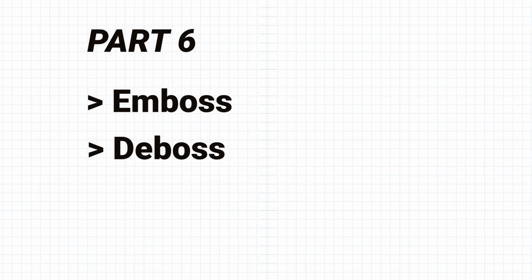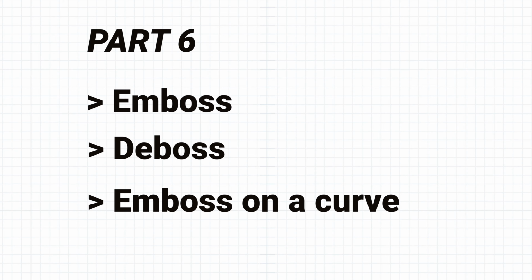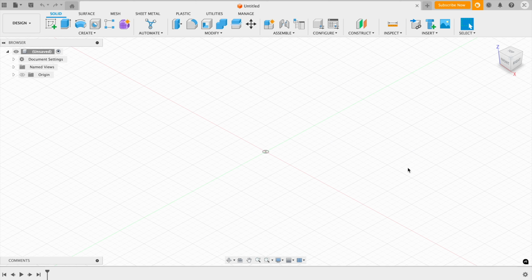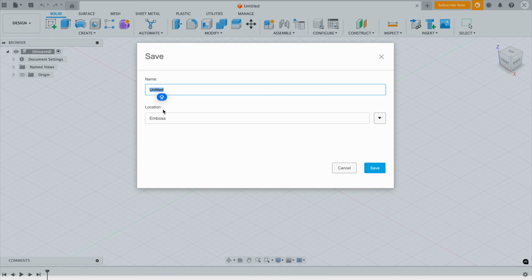Welcome to part 6. In this section, we're going to be learning Emboss, deboss, and also how to emboss on a curve. So let's start a new file and let's get started. Okay, so the first thing that we want to do is we want to save our file. So we come up here and we click on Save. Then we just want to call this file Emboss. Now we click on Save.